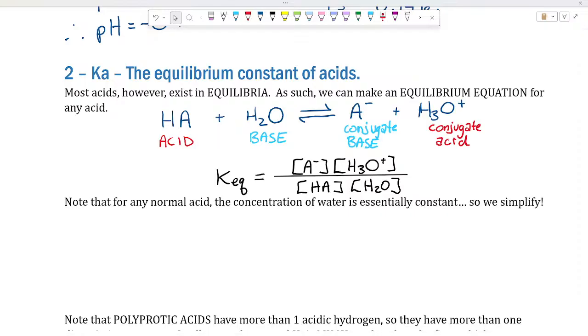How do you know which ones to put on the top or bottom? What do we always put on the top? That is so wrong, but that's okay. You caught yourself immediately. What do we always put on the top? Yeah, we always put the products on top. We always put reactants on the bottom. That's a convention.